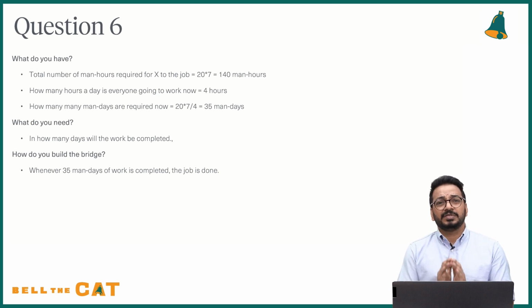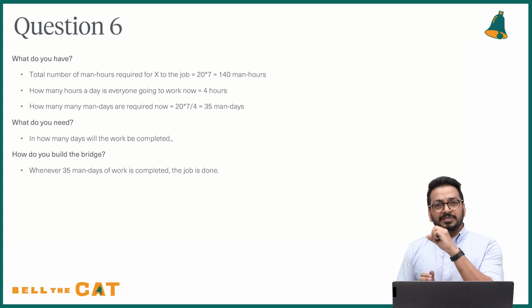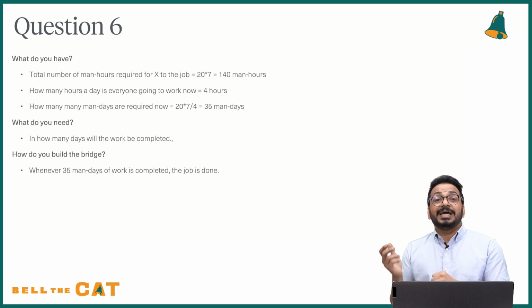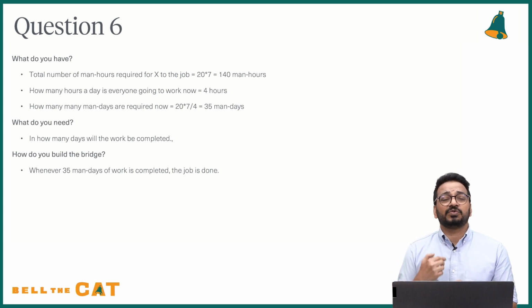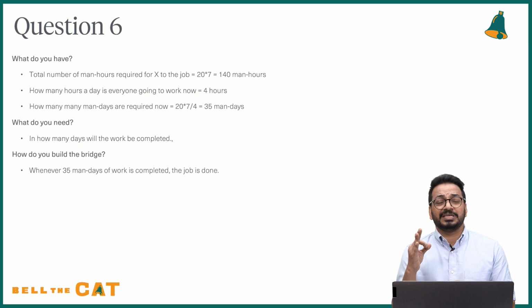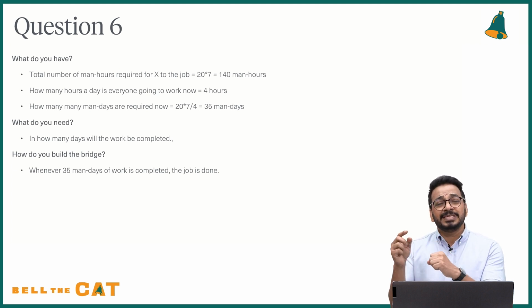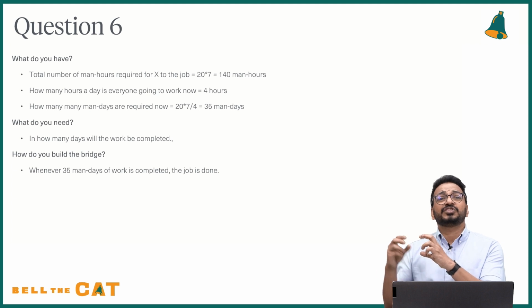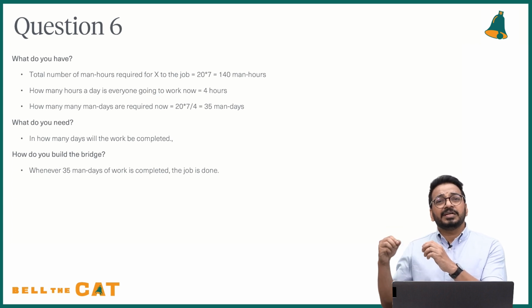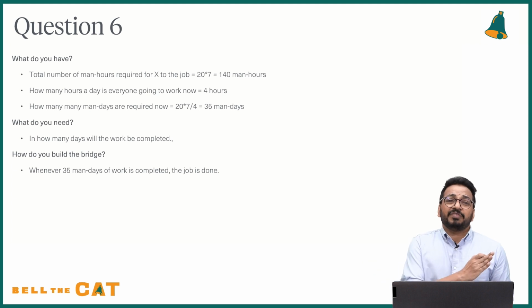Day 1, 1. Day 2, 3. Day 3, what is happening? These 3 man days of work are getting done and somebody who is thrice as good as X is coming in. That means that guy can do 3 man days of work in a day. So day 3, all 3 together, how many man days of work is done? 3 plus 3, 6. Day 4, 6 plus 4, 10. Day 5, 10 plus 5, 15. So whenever this total number of man days adds up to 35, the job is done.